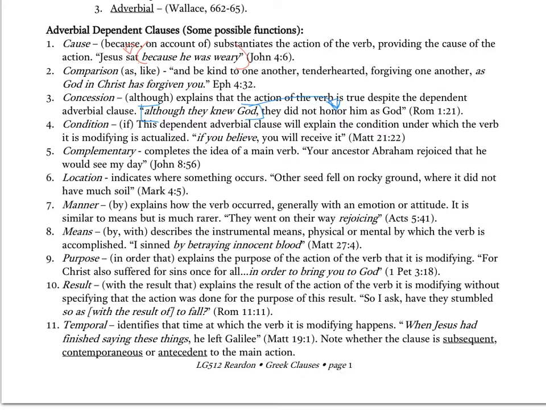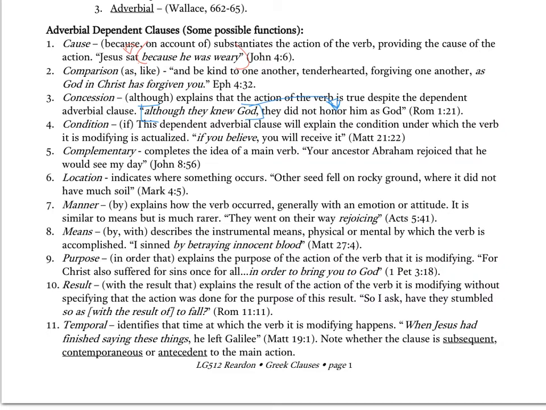Purpose can be translated as in order that. It explains the purpose of the action of the verb that it is modifying. For Christ also suffered for sins once for all in order to bring you to God. So Christ suffered for sins once for all. That stands by itself. But then we get the purpose: in order to bring you to God.